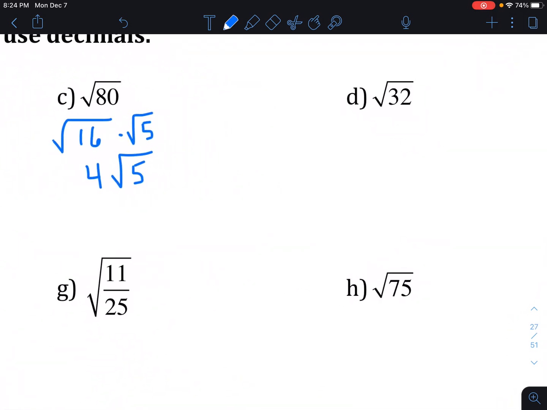Okay, let's think of the square root of 32. What's the biggest perfect square that multiplies into 32? 16. So square root of 16 times square root of 2. The square root of 16 drops down to 4. Bring down the square root of 2.